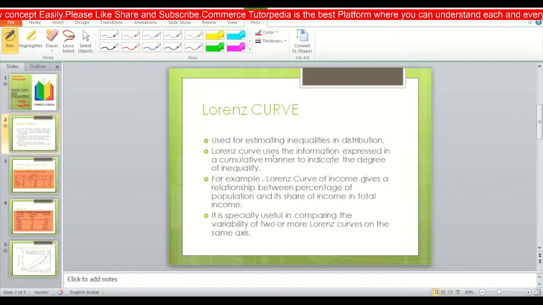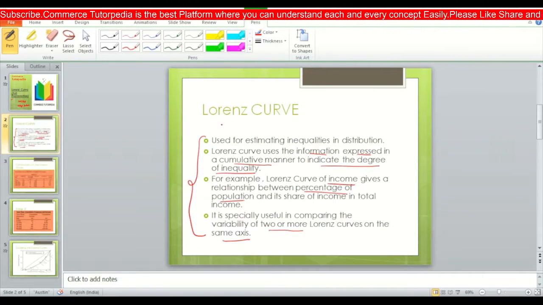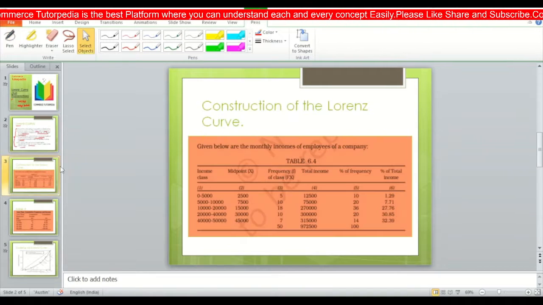So the Lorenz curve uses information expressed in a cumulative manner to indicate the degree of inequality. For example, the Lorenz curve of income gives a relationship between the percent of population and its share of income in total income. And it is specifically used in comparing the variability of two or more Lorenz curves on the same axis. So that is it for the theoretical part of the Lorenz curve.